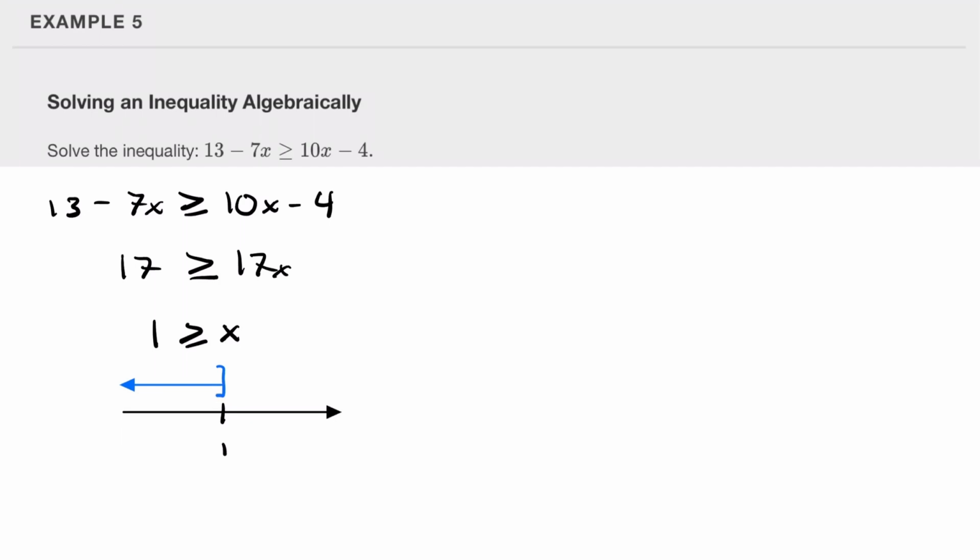Okay. So then from here, I feel like it's easiest to go to interval notation. The far left is negative infinity up to 1. Infinity always gets a parenthesis. 1 gets a square bracket.